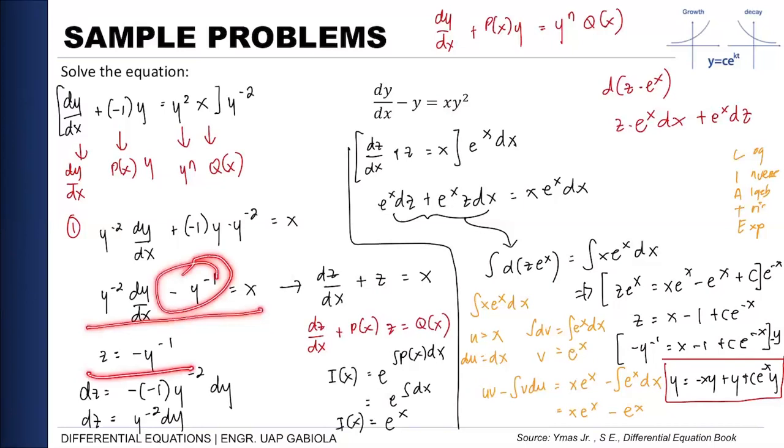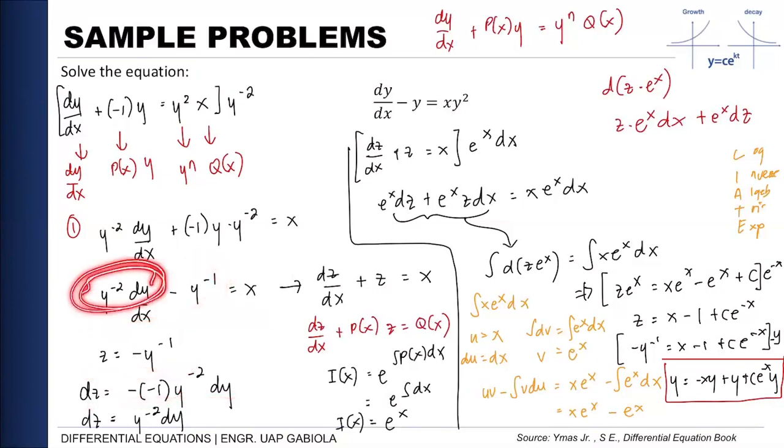Once we let it be z, let's get its derivative. So we have dz is equals to negative times negative 1 times that. And then we can now have a value that we can substitute into this numerator. So, y negative 2 dy is equals to dz. That's why it became dz here, over dx, plus negative y raised to negative 1 is equals to z.